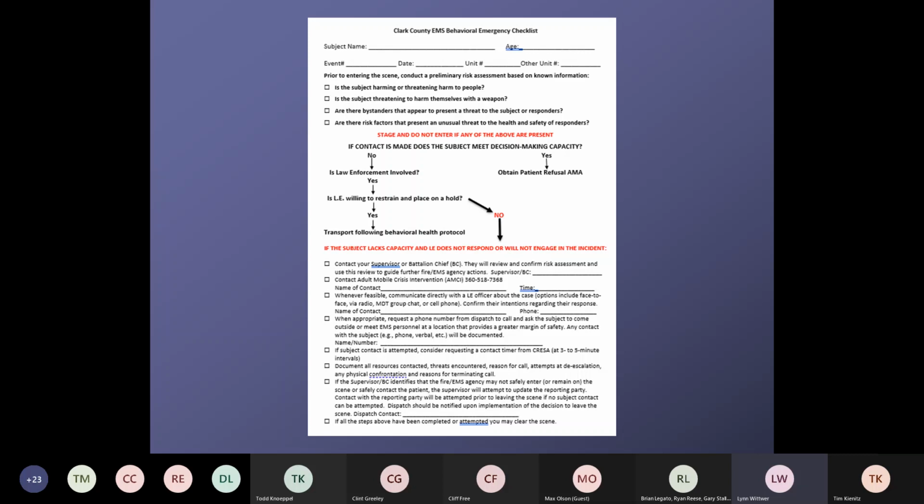You don't have to always keep referring. So contact your supervisor, BAT chief, contact adult mobile crisis. Whenever feasible, communicate with a law enforcement officer. When appropriate, request a phone number from dispatch to have the subject come out. If subject contact is attempted, consider requesting a contact timer from CRESA, which is usually a 3 to 5 minute interview, so they can check with you to make sure that you haven't become part of the problem yourself, i.e. that the subject hasn't taken you hostage.